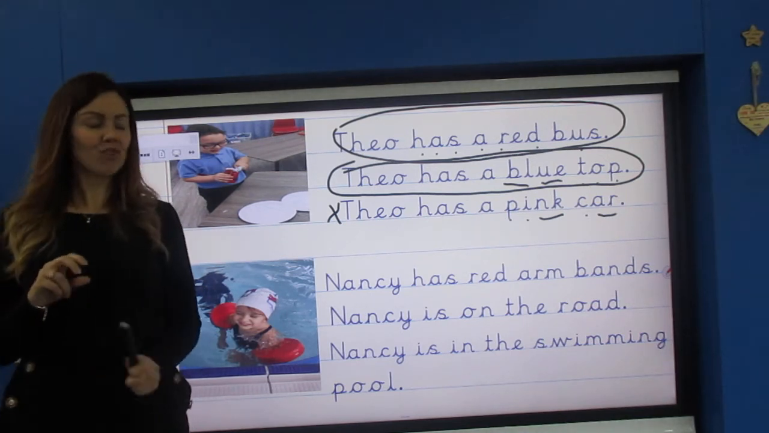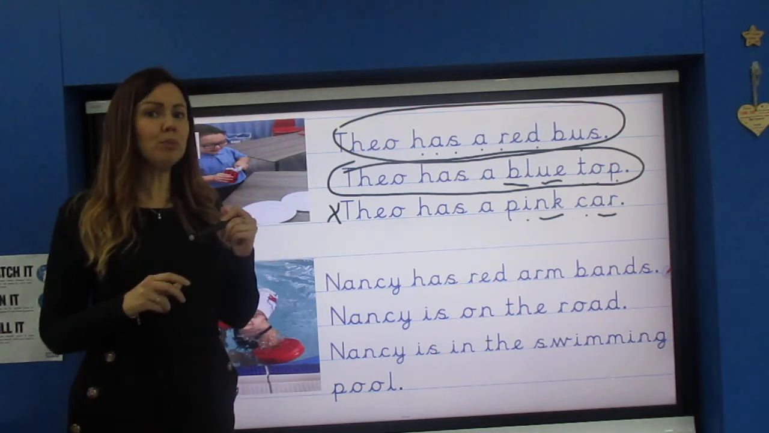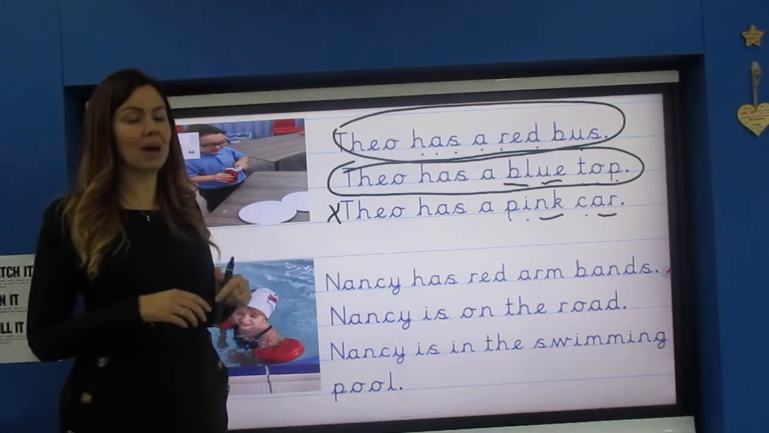Okay, now, when you've had a go of that, we're going to move on to your booklet. Now, in your booklet today, you are going to do the same activity.